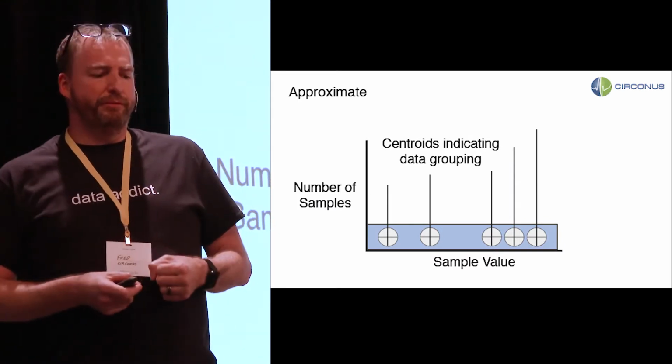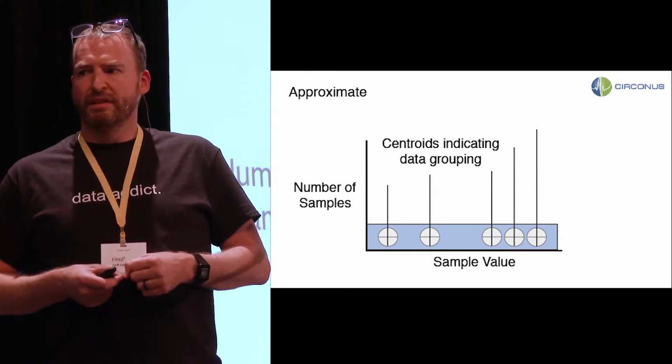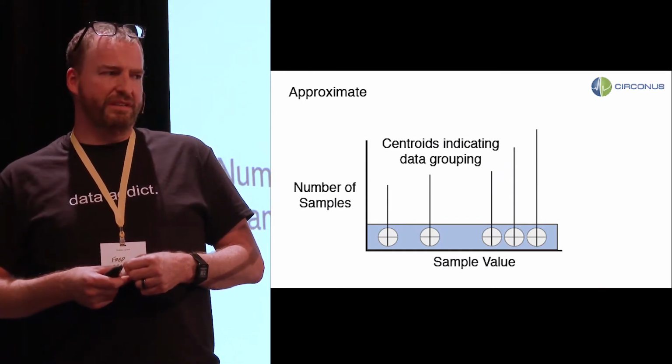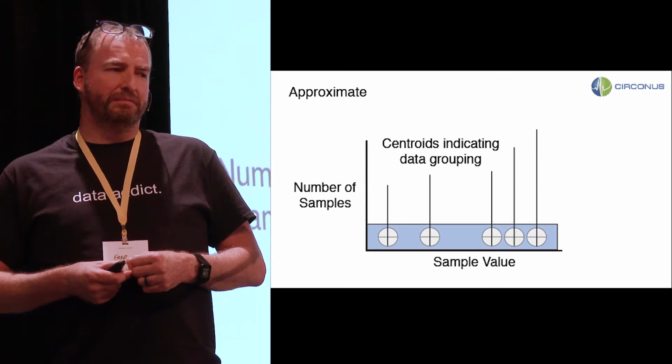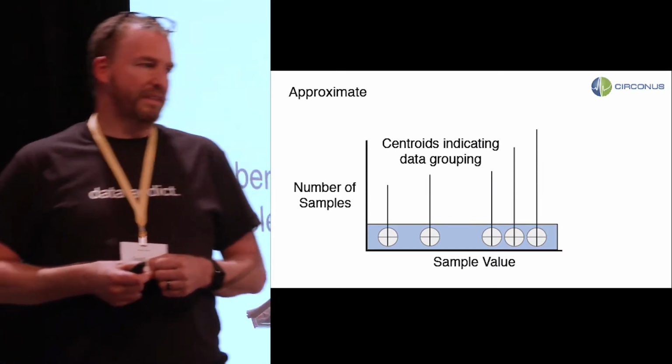These tend to be very memory efficient structures and have high accuracy at extreme percentiles. But at median percentiles, they do have some non-trivial errors around 10% with small sample sizes.